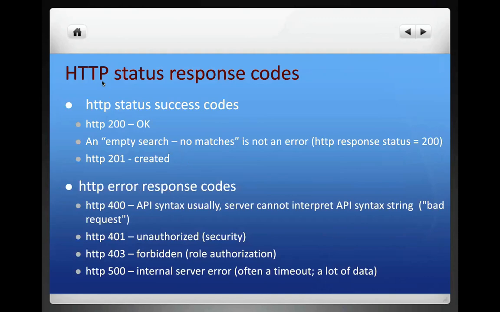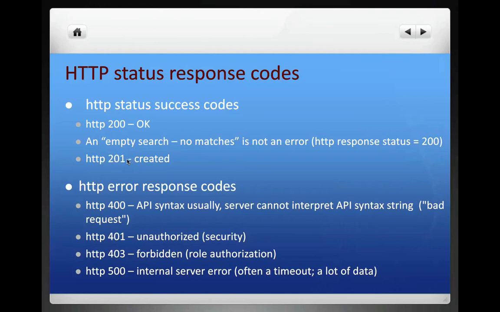Let's talk a bit before we move on about HTTP response codes. We've been talking a lot about the API, but now let's talk about the response codes. So HTTP success codes: a 200, you always want to see a 200. 200 anything, 200 is good. Remember that if you get an empty search back, it's not an error. It's going to be a success of 200. It's just that nothing matched. So your search was successful, but there just weren't any matches, but it's still a 200.